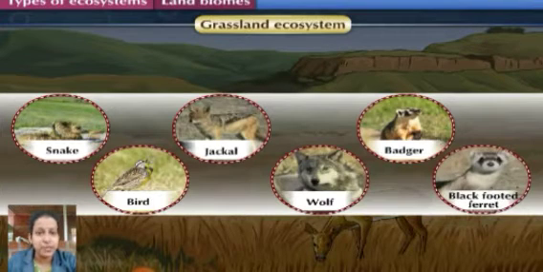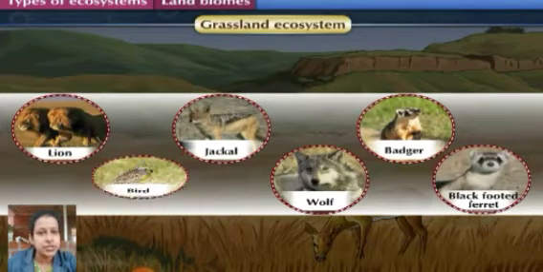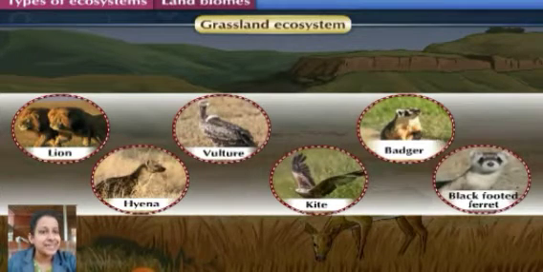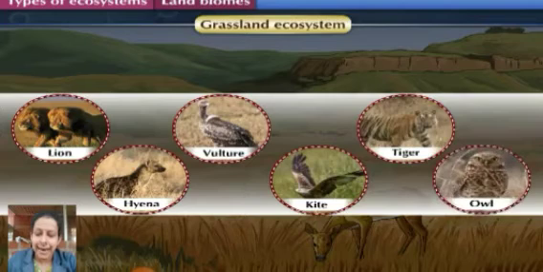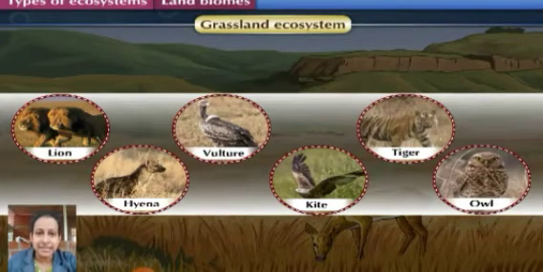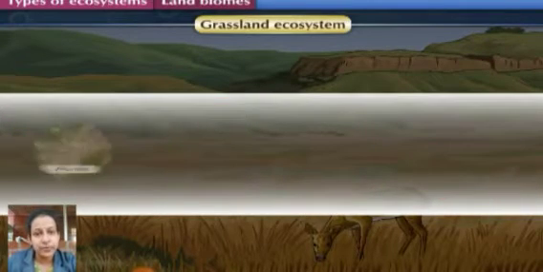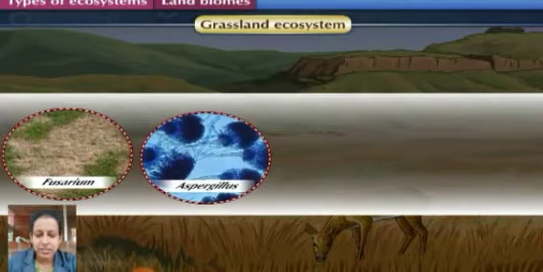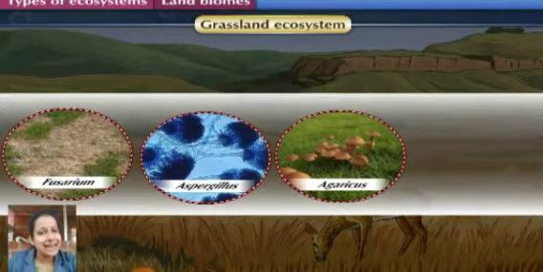Whereas there have to be tertiary consumers too. So tertiary consumers like lion, hyena, vulture, kite, then tiger and owl are the tertiary consumers of the grassland ecosystem. The last one is the decomposers. So what type of decomposers will you find here? Fungi like Fusarium, Aspergillus, Agaricus, and bacteria like Bacillus subtilis.